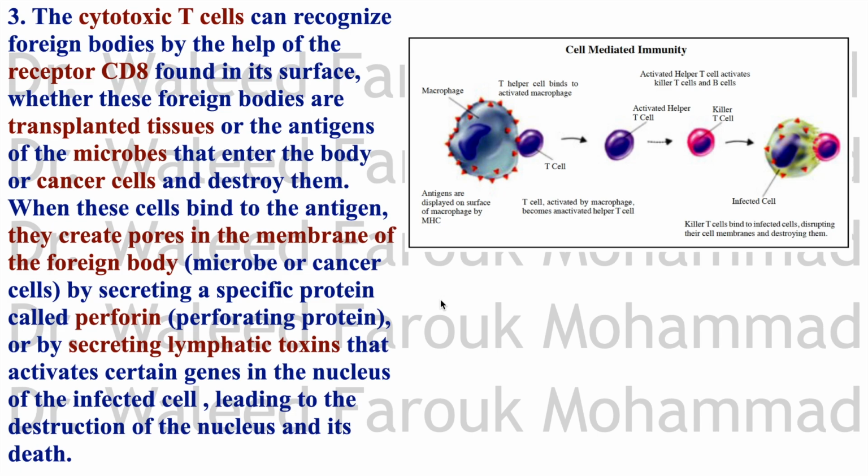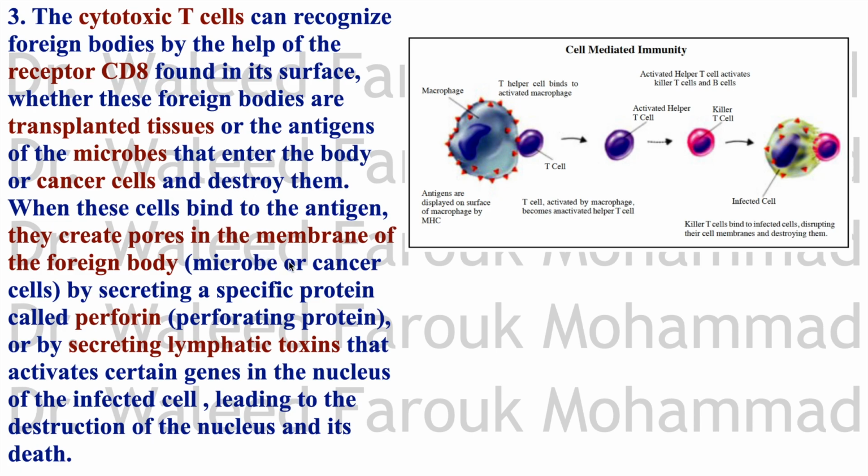بتعمل ثقوب في الممبرين اوف ذا فورين بودي، يعني كأنها بتحفر فيه ببروتين specific protein called perforin. اوكي؟ او انها secretes lymphatic toxins that will activate certain genes في النيوكليوس بتاعت السيل المصابة تخليها تموت. اوكي؟ يبقى السايتوتوكسيك تي سيلز عندهم ريسبتور اسمه CD8. السي دي 8 ده بيتعرف على اي نسيج غريب او فورين بادي موجود في الجسم، زي لو كان ترانسبلانتد تيشو او مايكروب او كانسر سيلز.